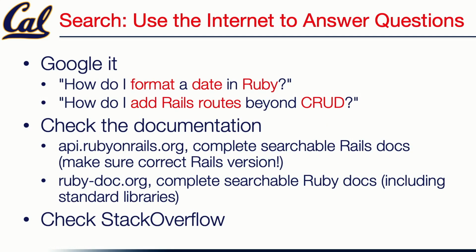And of course, use the internet. Google. Find the verbs and nouns in the thing you want to do, and you'd be surprised how far you can get. Like, how do I format a date in Ruby? Search for those words, and you will find a number of answers. Check the documentation. The Rails docs are usually very good. They're also searchable, and check Stack Overflow. But again, the more keywords you have, the more precise you'll be.